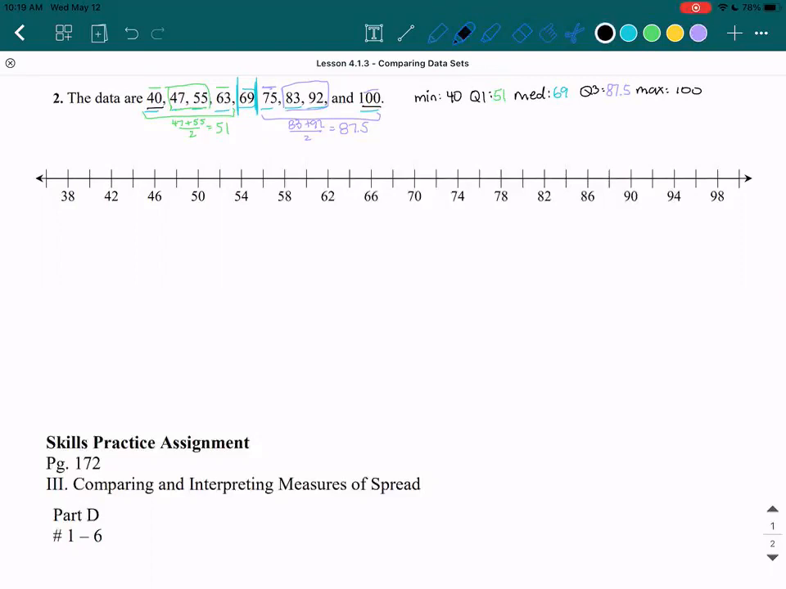We might have to adjust it later just because there may be outliers, but let's draw our original box and whisker plot first. We have our minimum at 40, our Q1 at 51, our median at 69, our Q3 at 87.5, and our maximum at 100. I like to draw the box first, but if you like, you can connect the minimum to the Q1 and then connect the maximum to the Q3, and then draw your boxes. It doesn't really matter what order you draw it in.